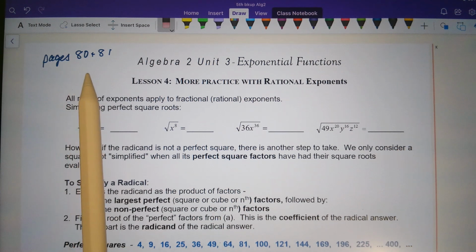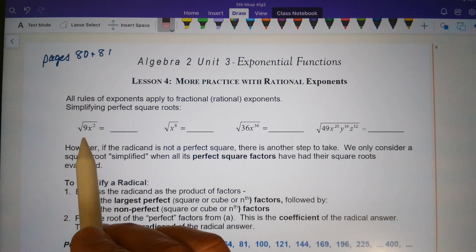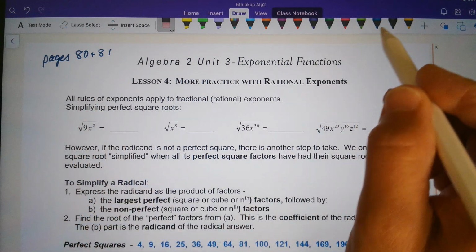On pages 80 and 81 of our textbook, lesson 4 of unit 3, we'll be practicing simplifying radicals, and we'll start with simplifying perfect square roots. What is the square root of 9x squared? Well, we know it's 3x.